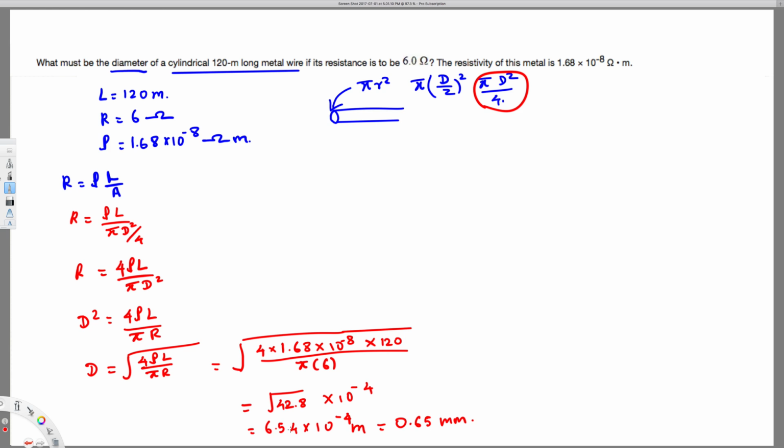Because 0.65 times 10 to the power of minus 3, and 10 to the power of minus 3 meter means millimeter, right? That's how we got this value. Therefore, this is our final answer. D is equal to 0.65 millimeter.